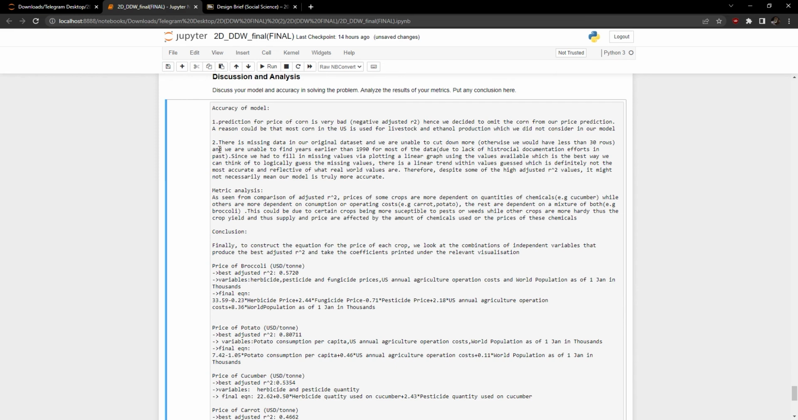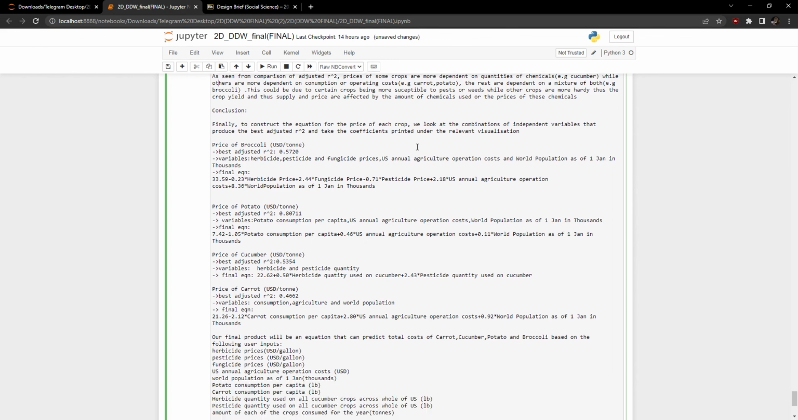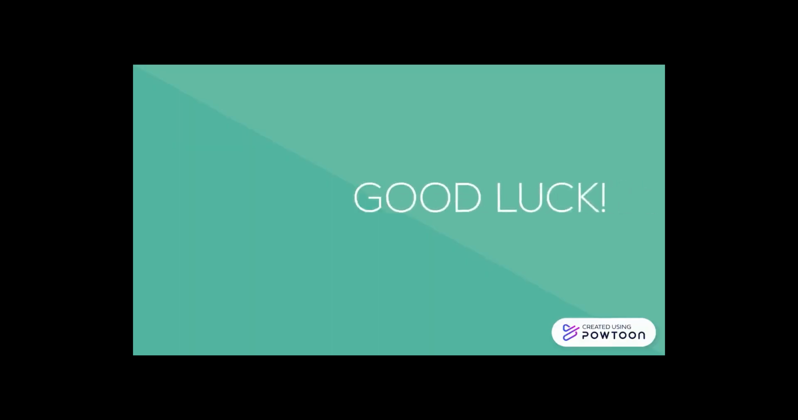And then of course, another factor that influenced the accuracy of our model is the missing data that we had. There was a lot of missing data, and we did logical guessing to predict it, which is still not very good. It could result in a lot of inaccuracy. And then the adjusted R square value shows that the price of some crops could be more dependent on quantity of chemicals, while some are more dependent on demand and supply factors. So it ultimately shows, based on the estimated values that we have, the beta values of each predictor. Alright, so this is our conclusion. Thank you very much.